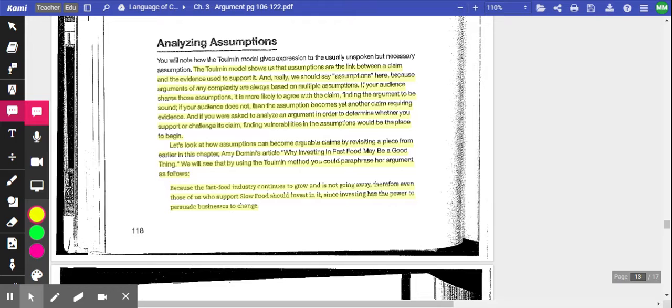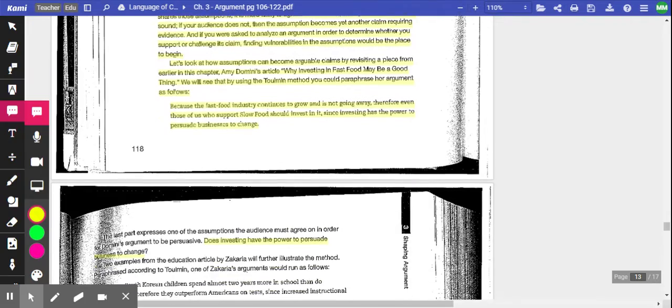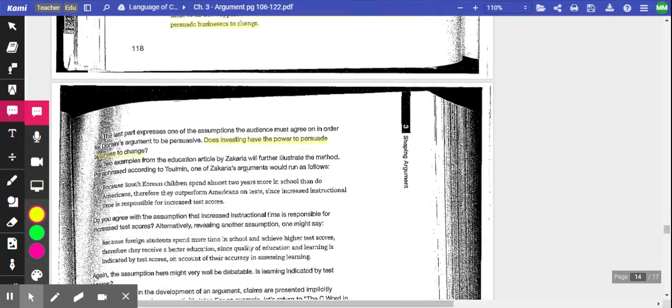So again, it all comes back to when you're analyzing an argument, if the arguer is giving you certain claims and not addressing the assumptions behind those claims, they're not really doing a good job of covering all the angles of their argument. Same thing when you are writing your own argument. Be aware of the assumptions that underlie your claims. Okay, hopefully you read some of these examples here.